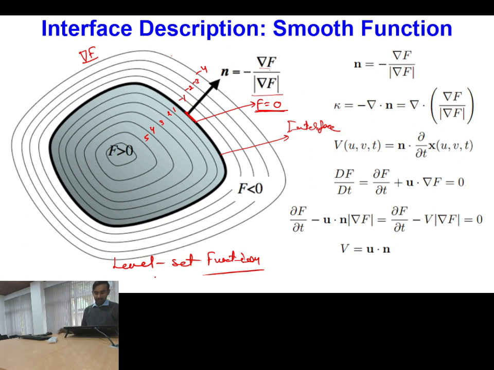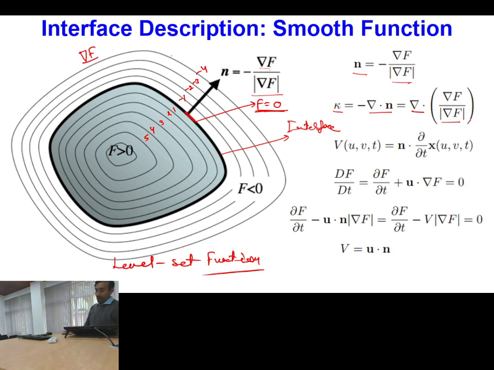Typically the normal here will be minus gradient of f upon magnitude of gradient of f, and curvature I have already defined in the previous slides. Curvature can simply be written as minus the divergence of the unit normal vector, so minus divergence of gradient f by magnitude of gradient f.